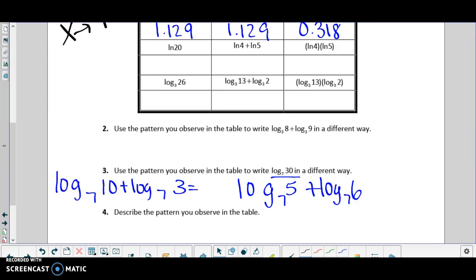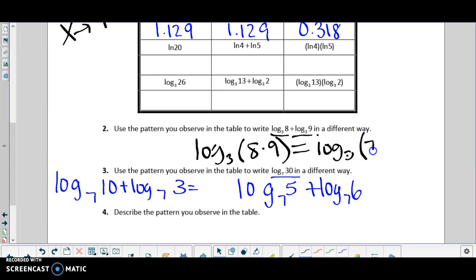So, we want to take these 2 logs and put them into 1 log and condense it. In doing that, log base 3, in order to condense those 2 that were being added, we see up there, adding goes with multiplication. So it would actually multiply 8 times 9. So that condenses into the log base 3 of 8 times 9, which is 72.